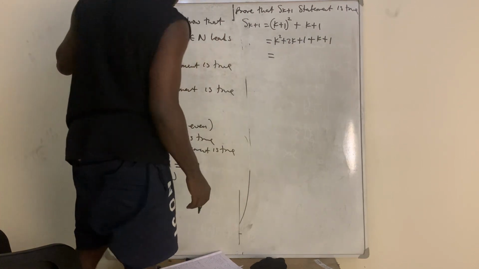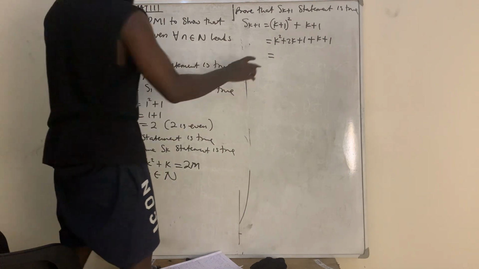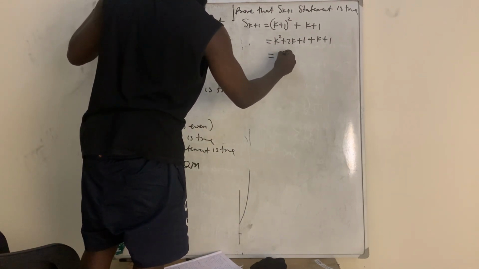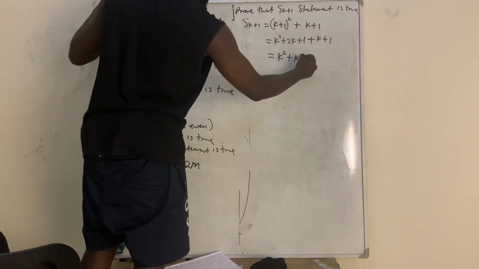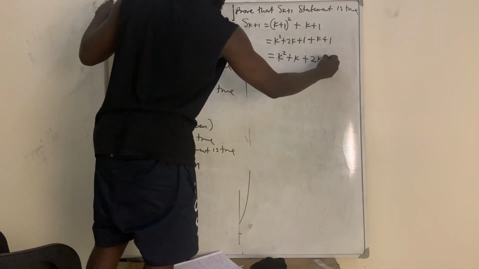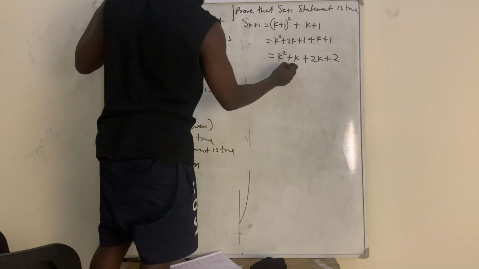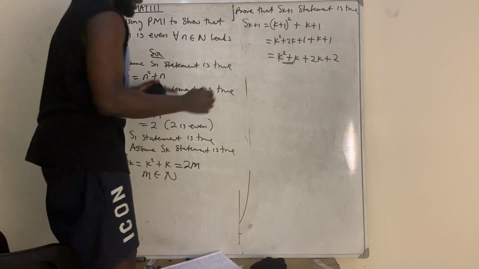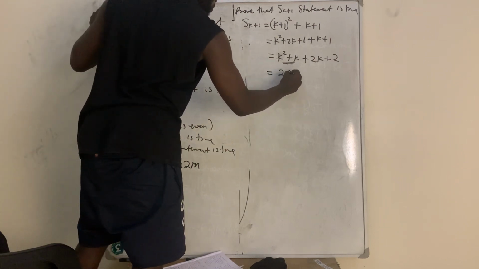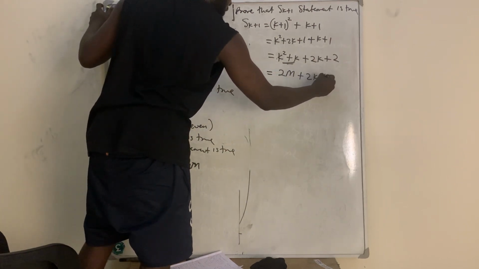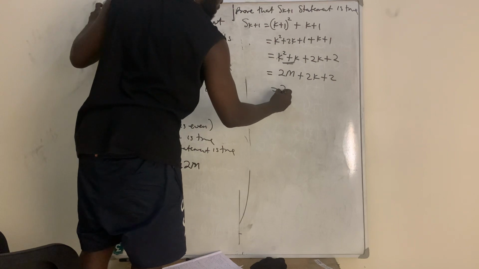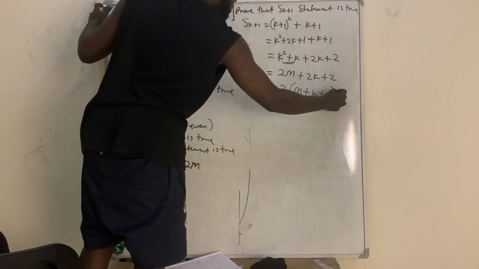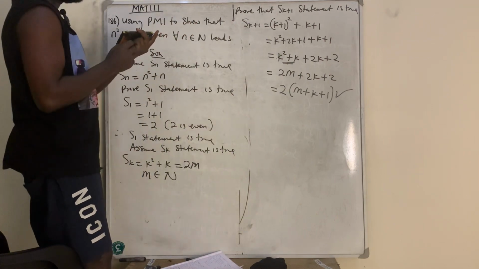So I'm going to have that, let me bring out these two. This is what? k squared plus k, then plus what? 2k plus this, and this will give you 2. The reason I brought out this thing, because I know that this thing we assume need to be equal to 2m. So this is equal to what? 2m plus 2k plus 2. Now if you bring out 2 that they have in common, you'll be having m plus k plus 1. So this is what it will lead to. It will lead to this particular thing.